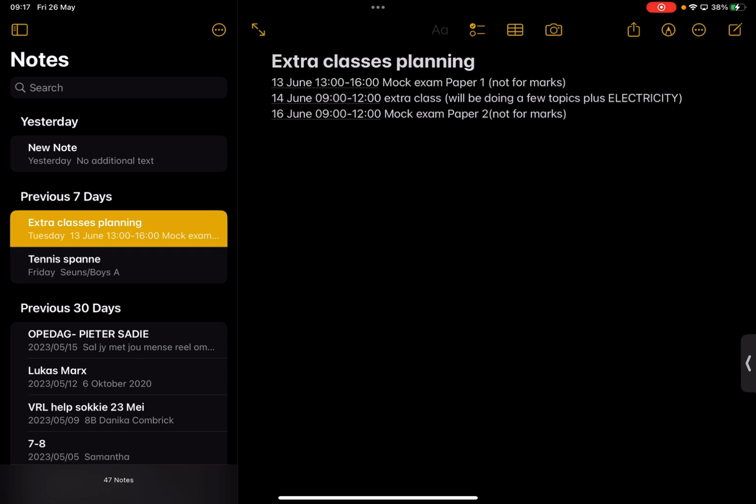The 15th, you write exam. Then the 16th is Youth Day, where you said you're going to go to Kwakwa. But we will also have a mock exam that morning, for paper 2. Also, again, not for marks. We're going to go through the question paper. And if there's time left, we are going to revise some topics that you struggled with. All right.